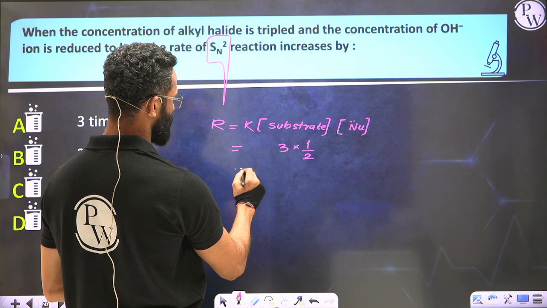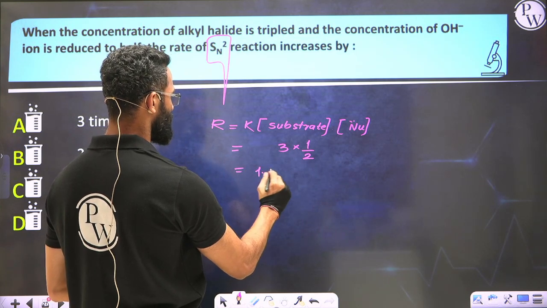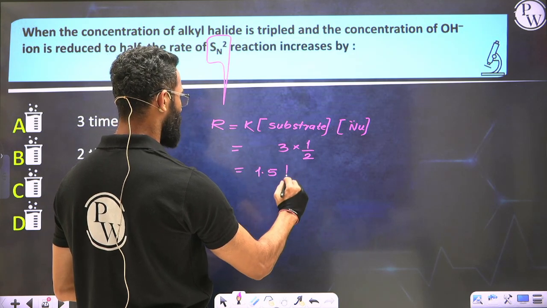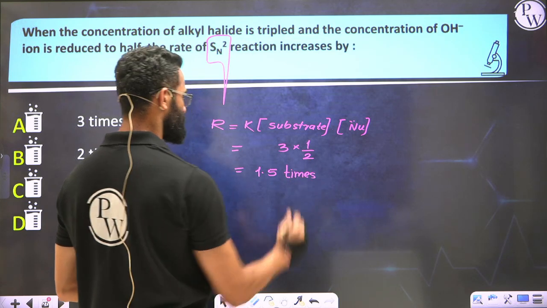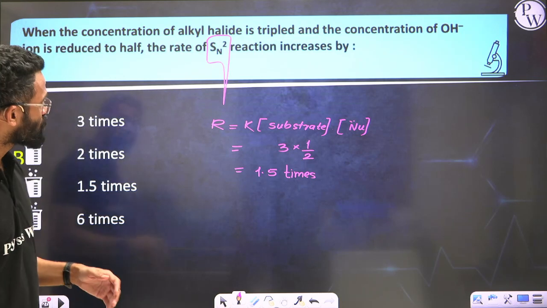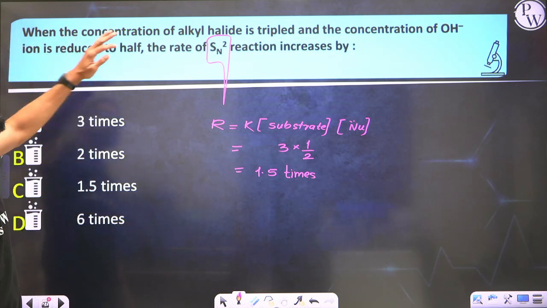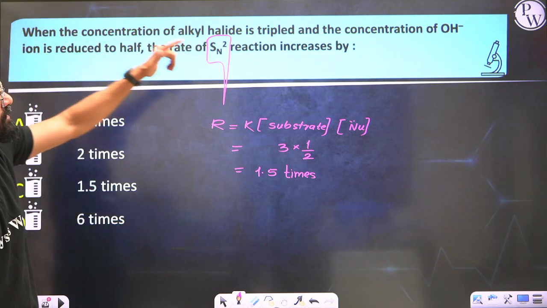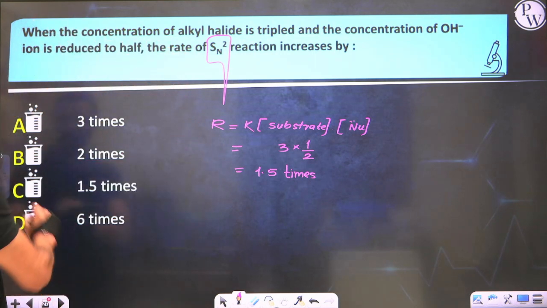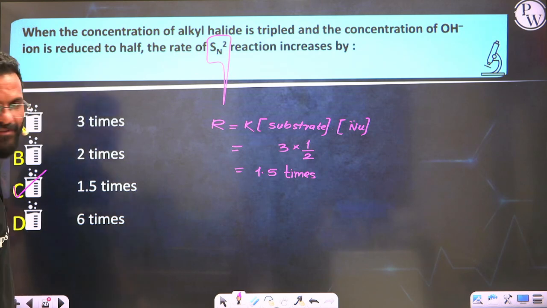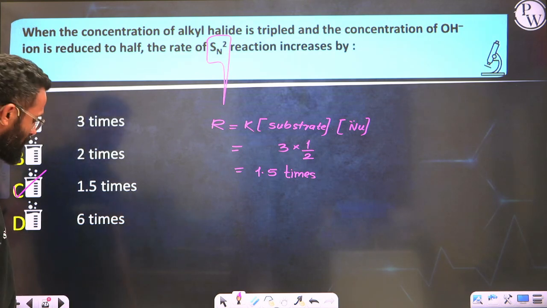So overall, if you see, the rate will increase how much? 1.5 times. Isn't it? So if the concentration of alkyl halide is tripled but the concentration of OH is reduced to half, the rate of SN2 reaction increases 1.5 times of the earlier rate.